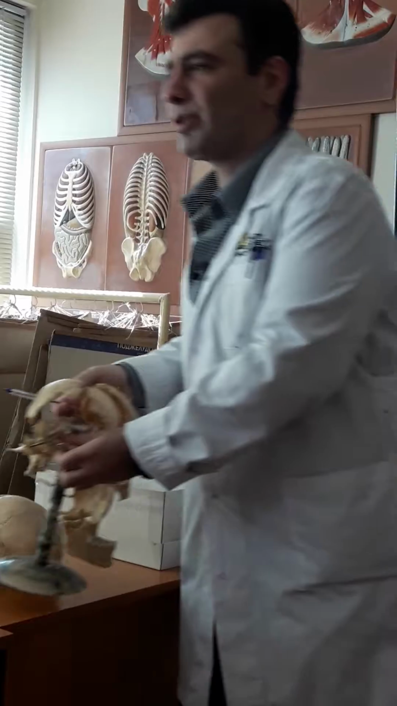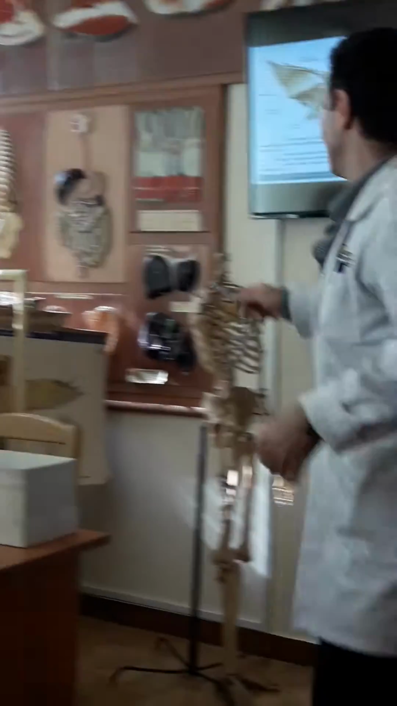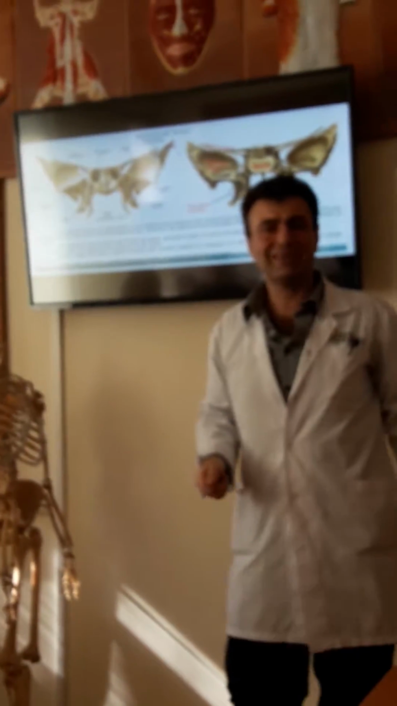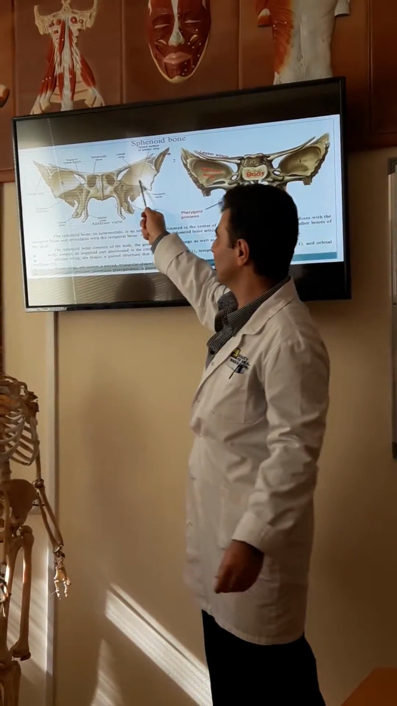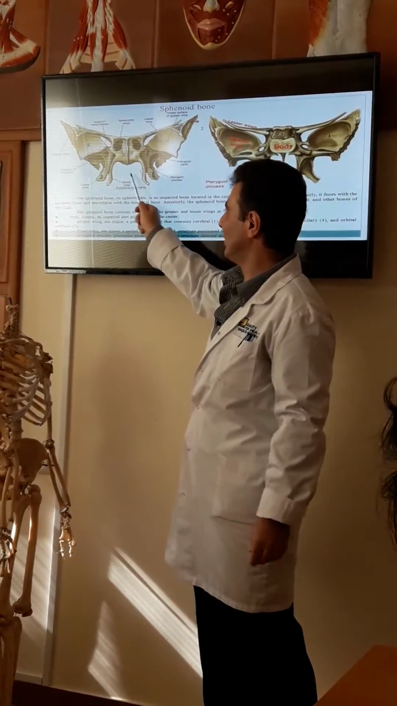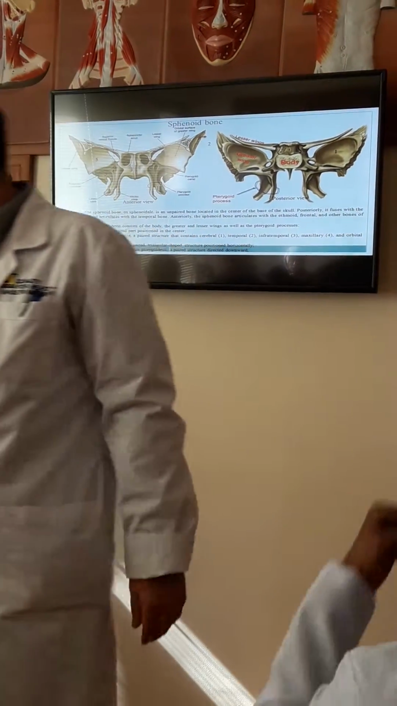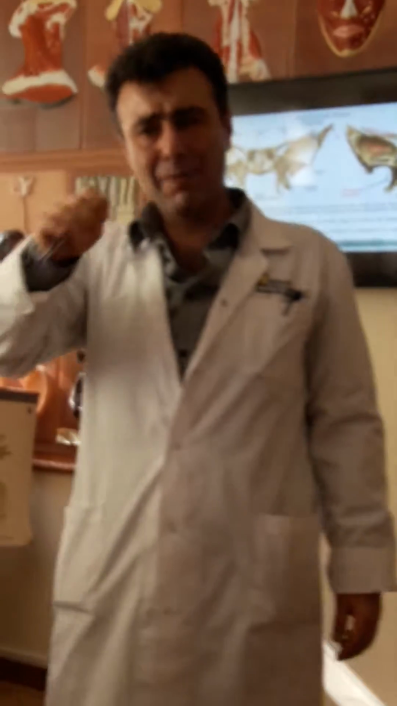Let's make a conclusion. We understand that the sphenoid bone has the middle part, which we call the body. Laterally to the body, we have the greater wings. Above the greater wings, we have the lesser wings. And below the body, we have the pterygoid processes of the sphenoid bone. Now we will describe each part.